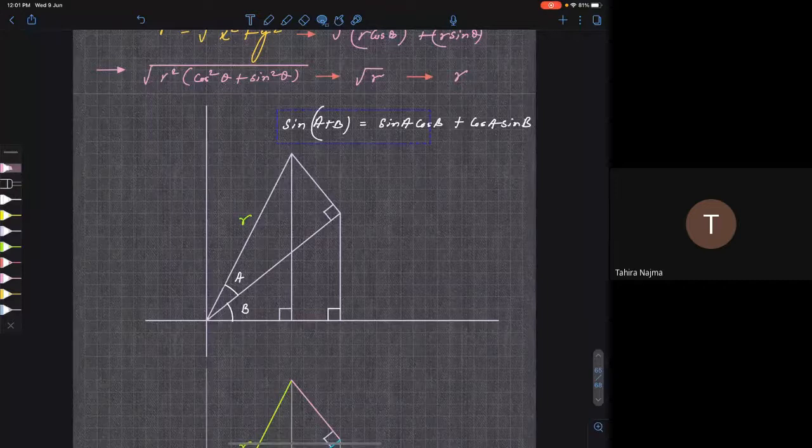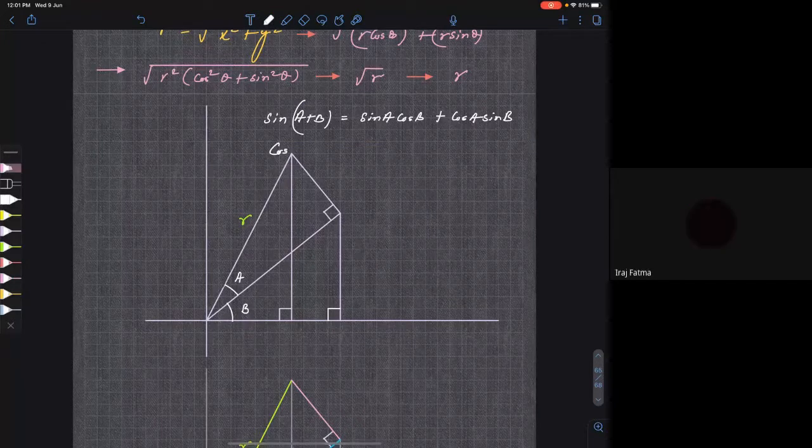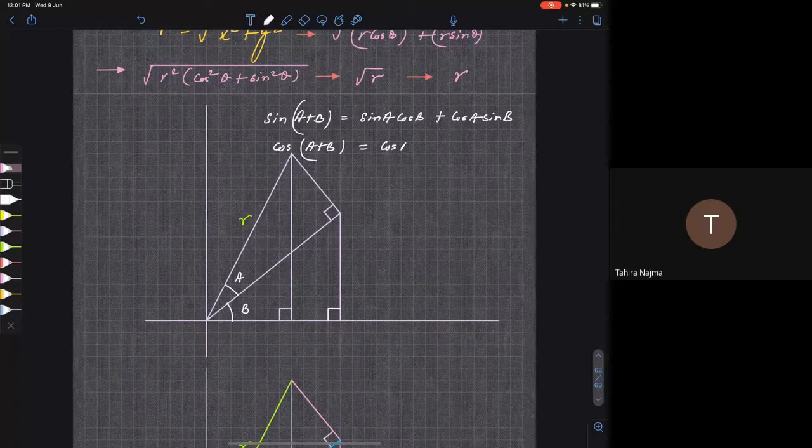Okay. And what is cos of A plus B? Cos of A plus B is equal to cos A cos B minus sin A sin B.